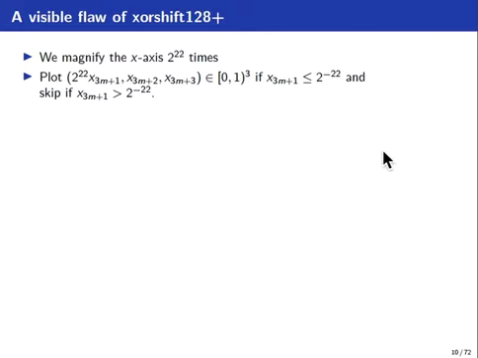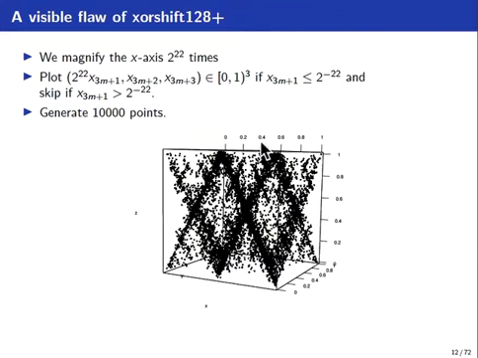Next, we magnify the x-axis to 2^22 times as follows. If the first component is less than or equal to 2^22 minus 2^22, then we plot this point with the x-axis magnified to 2^22 times. Otherwise, we skip plotting. This should be uniform in the unit cube. We repeat this until we obtain 10,000 points. The result is this picture. The points seem to concentrate on several planes.